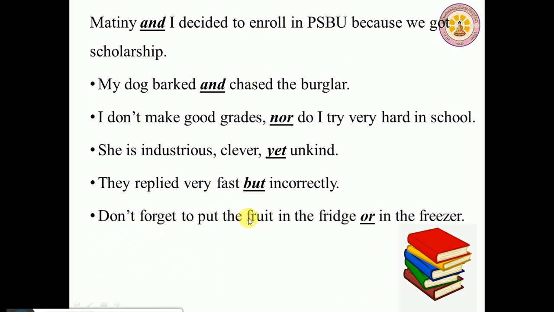Don't forget to put the fruit in the fridge or in the freezer. So the word or is the conjunction used to join the phrases in the fridge and in the freezer. So or is used to show a choice. If you do not put it in the fridge, you can put it in the freezer. If you do not put it in the freezer, you can put it in the fridge. So or is used to join the phrases in the fridge and in the freezer.